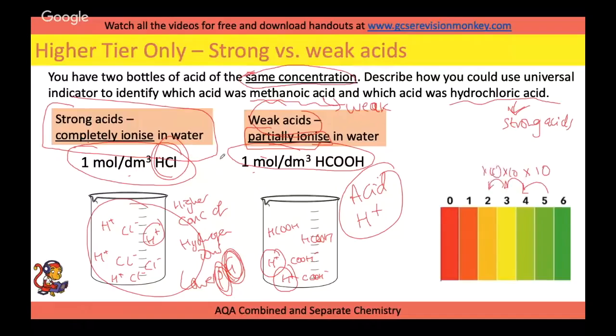So for a strong acid, you will have a lower pH than if you are weak. So even if those are the same concentration, you may well find that one is at pH 2, for example, and the other one is at pH 4. Really common question for you to understand.